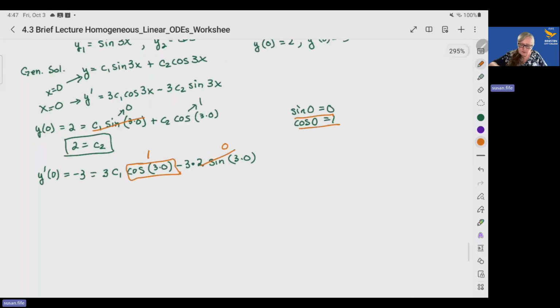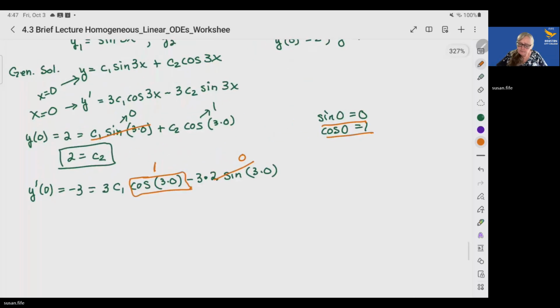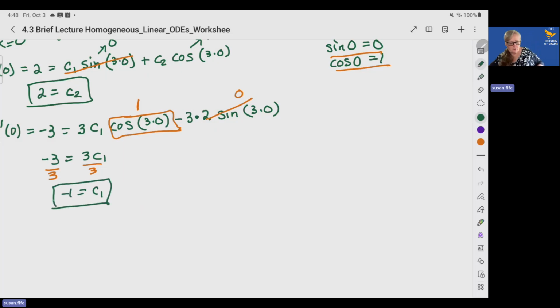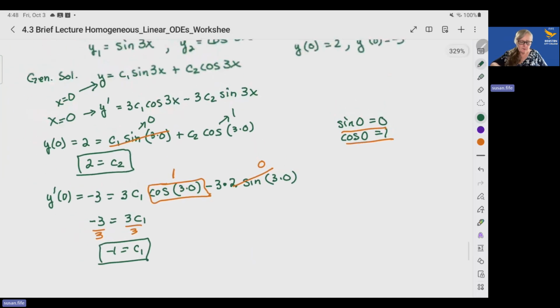Let me zoom in on that. So this gives me -3 equals 3 times c1 times 1, or 3c1. Divide by 3, and we get c1 equals -1. So c2 is 2, c1 is -1.